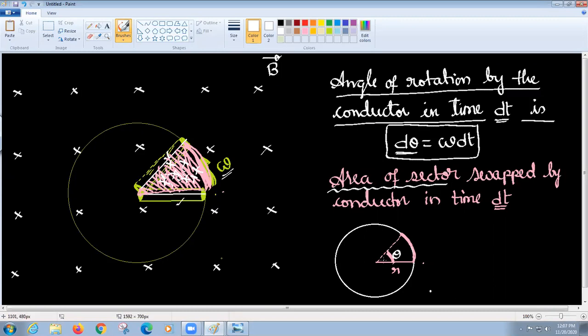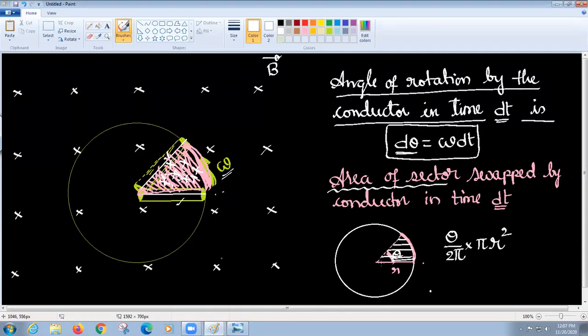If this is theta, what is the area of this sector? Take theta in radians and tell me. Sir, it is theta by 2 pi into pi r square. Very good. Theta by 2 pi multiplied by the area of the circle.